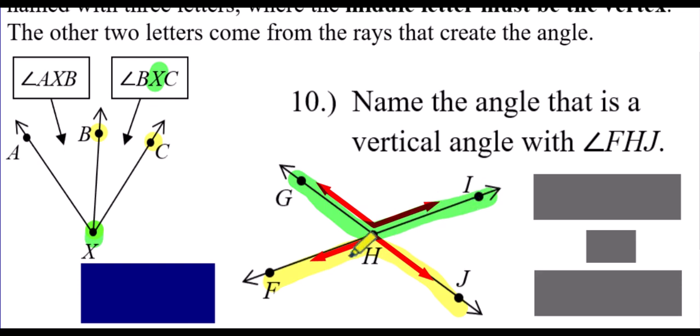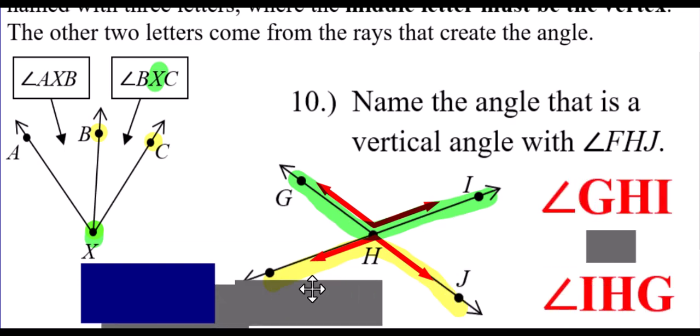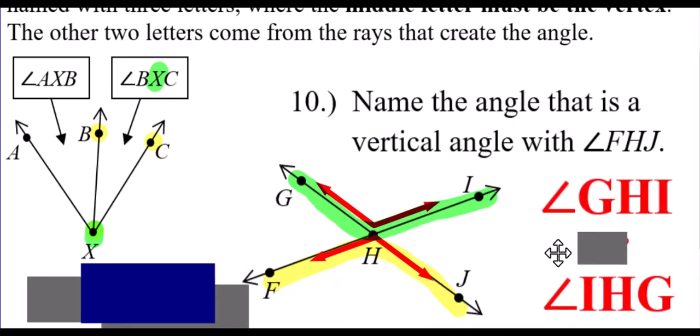or IHG. You could actually start with I, or you could start with G. It's totally up to you. But you must make sure the middle letter is the vertex. So it's up to you which way you wanted to write that. You can start with G, you can start with I. Doesn't matter, but it must be those 3 letters forming that angle that opens up, since that's a vertical angle with the one that opened downwards.